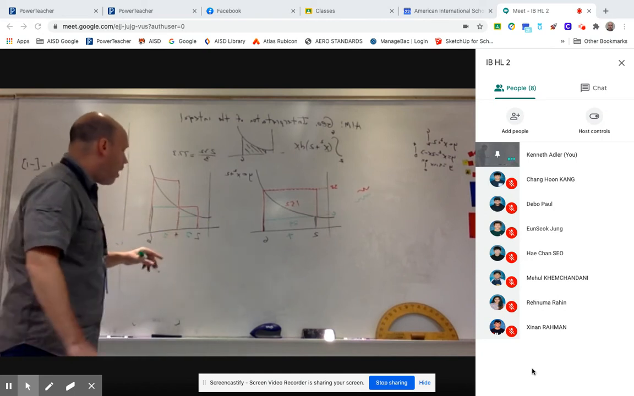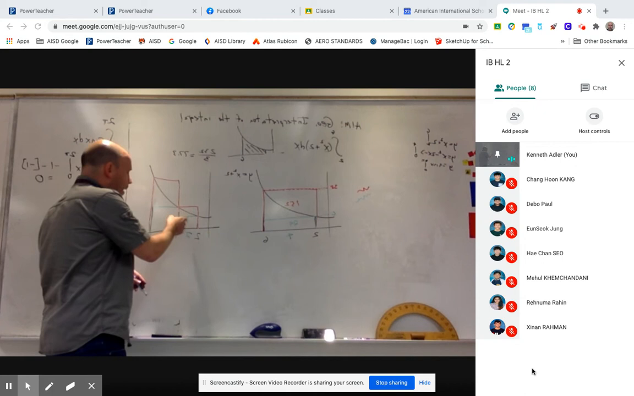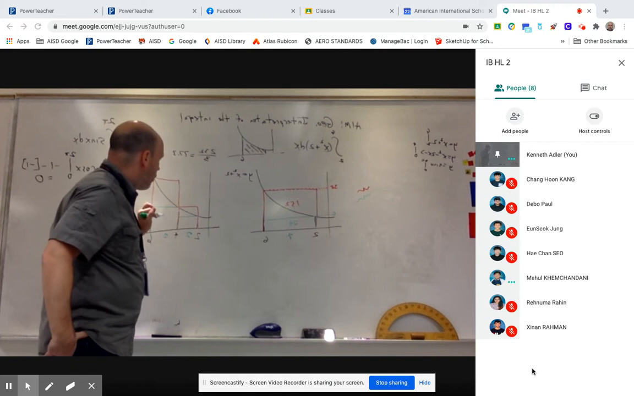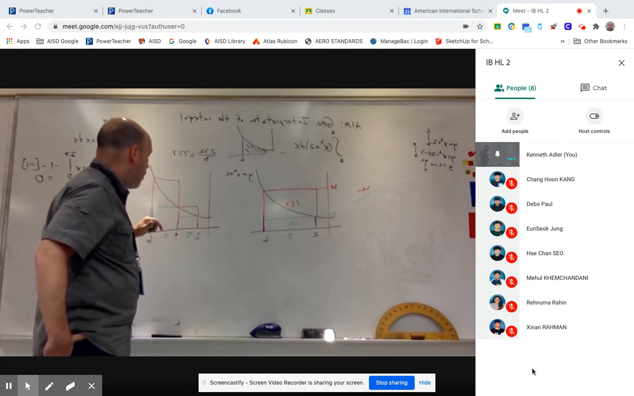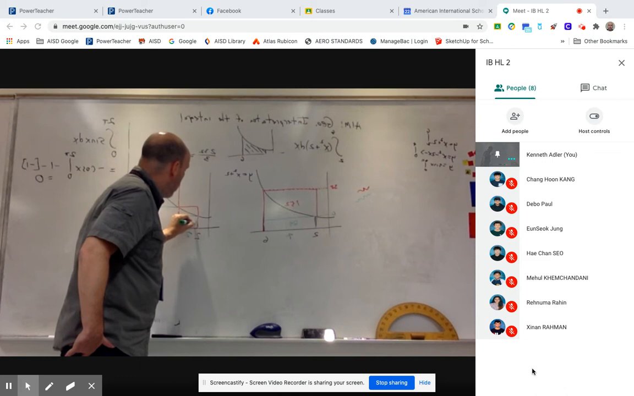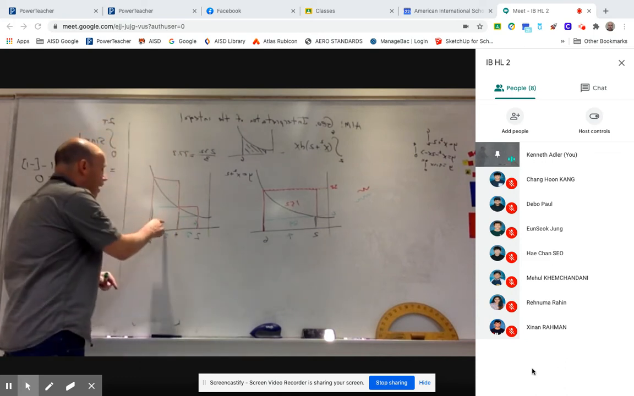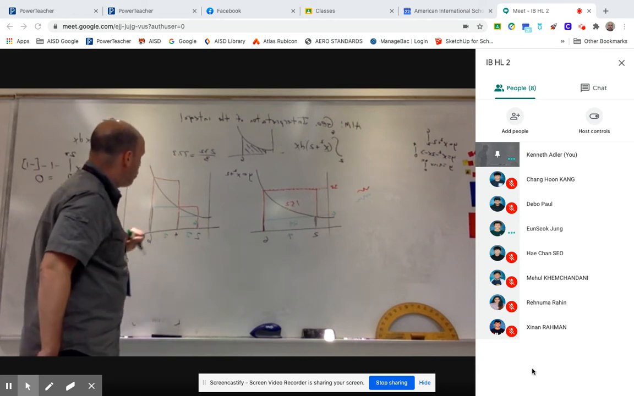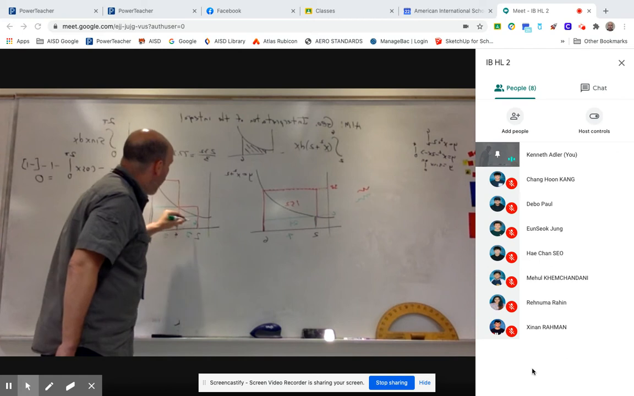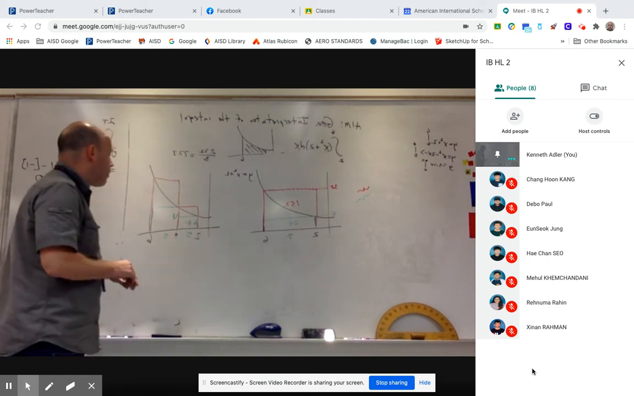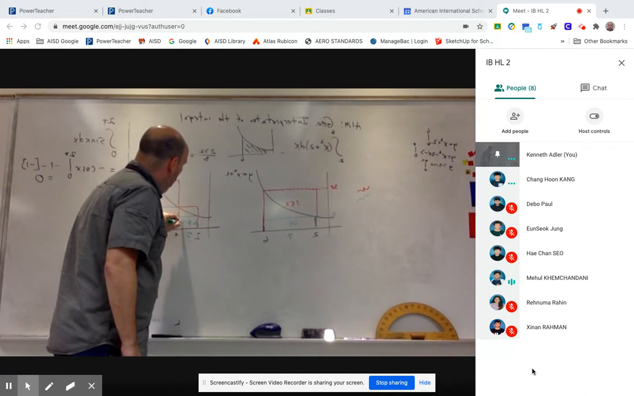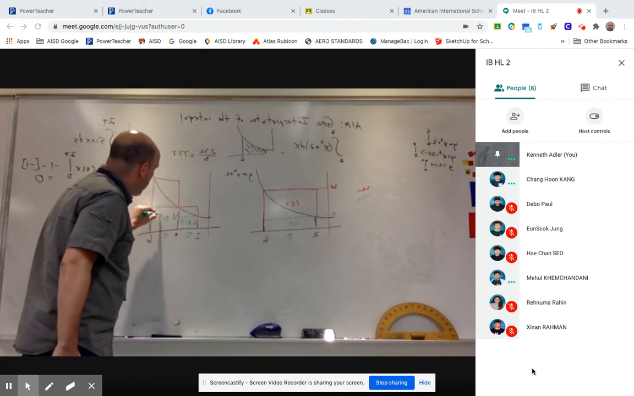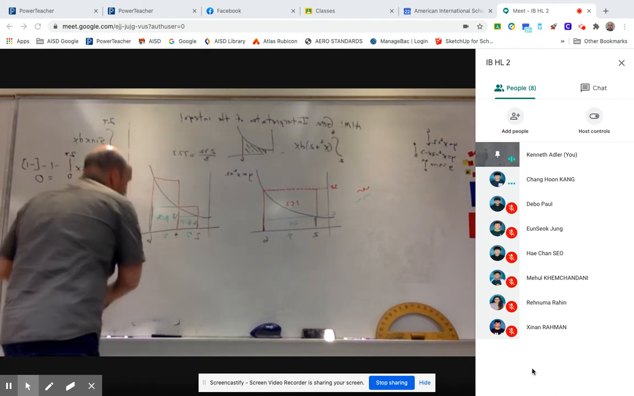What's the height of the left green one? 6. Yeah, it's still 6, right? What's the height of the second green rectangle? 18. Okay, so what's the area of the small green? 12. And what's the area of the other one? 36. Now let's work on the red rectangles.